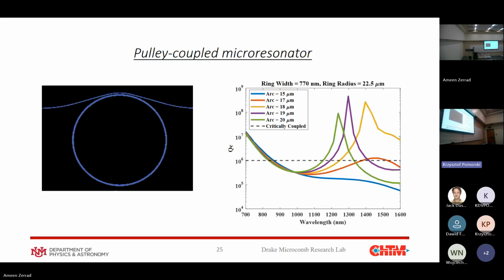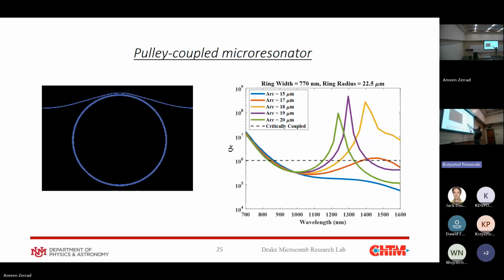But the way we do it is with pulley coupled resonators. So rather than having a point coupler, you have this pulley coupler, which is an arc, and allows you to be close to the ring at multiple points, which gives you this very interesting, almost resonant-esque quality in the Q_C as a function of wavelength trend. As you can clearly see here, what I'm showing you in these different colors are different arc lengths of the coupler, anywhere between 15 micron to 20 micron.